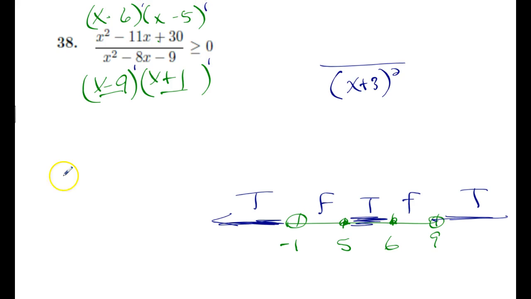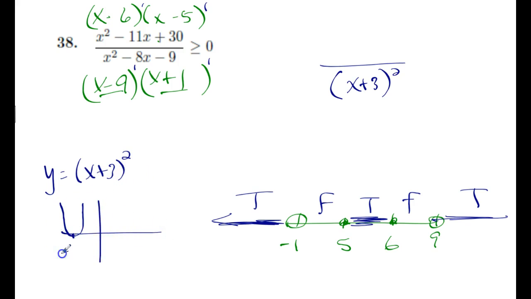But remember, double roots, we've talked about this earlier. If you have x plus 3 quantity squared, that should come down here at negative 3, and that will bounce off. So if this is positive, this will remain positive. So be careful of the double roots. I didn't show you an example of that. But here's the final solution.